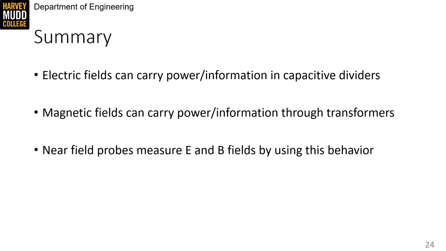So in summary, electric fields can carry power or information in capacitive dividers. Magnetic fields can carry power or information through transformers, and near-field probes measure E and B fields using this behavior.